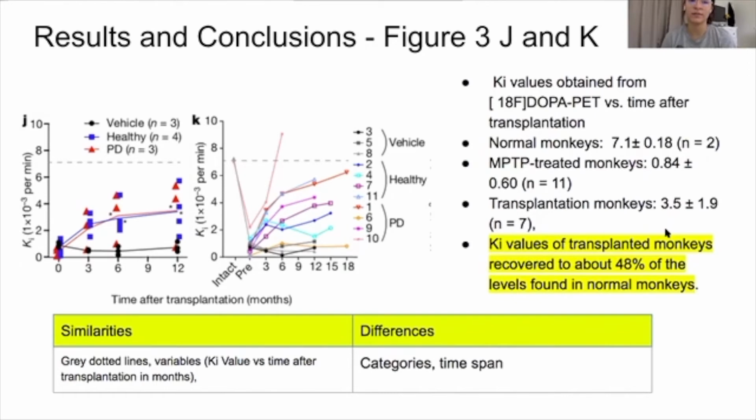And this just indicates how well the DOPA neurons are working. You can see that 3.5 is about half of 7.1. So this indicates good growth in their brains. And that's what they concluded from that.